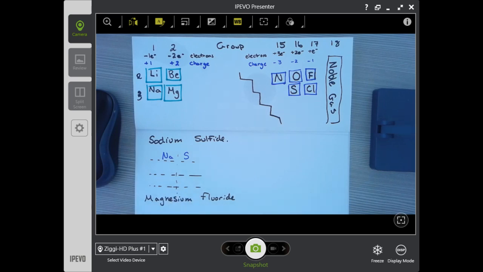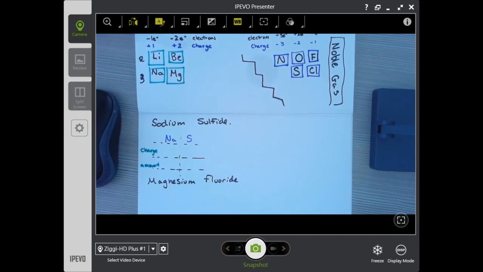Okay, and there's going to be a few things that we're worried about here. So first, we're always worried about the charge, and we're worried about the amount of each element that we need. And then I'm going to put a total down at the bottom. This is going to be the total charge of all of the sodiums put together, or all of the sulfur put together. Okay, so we'll kind of separate it out that way.